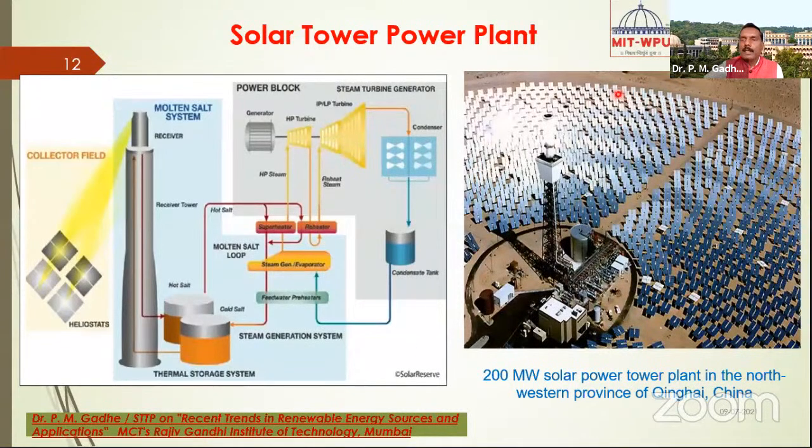Now you can see this is a 200 megawatt solar power tower plant in the northwestern province of Qinghai, China. You can see here the number of heliostats that are mounted on the earth. These heliostats form a paraboloid shape and concentrate the radiation on a single point, that is the tower. All the radiation gets reflected onto the tower. So this is the solar tower power plant.